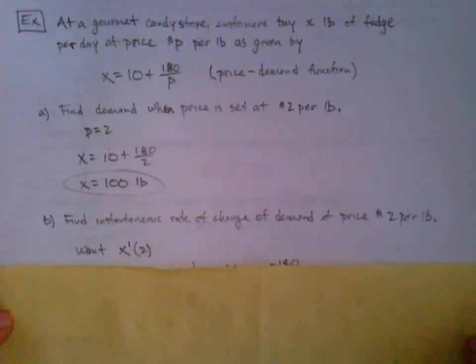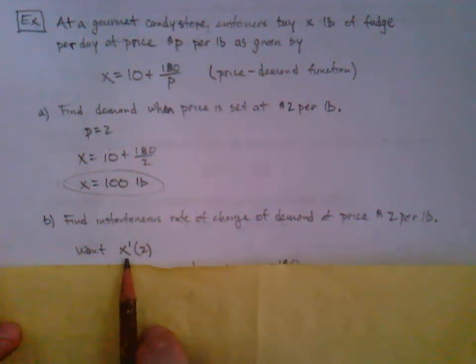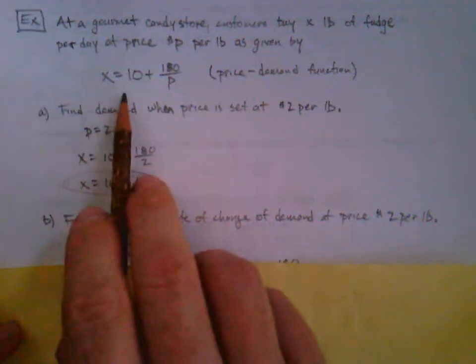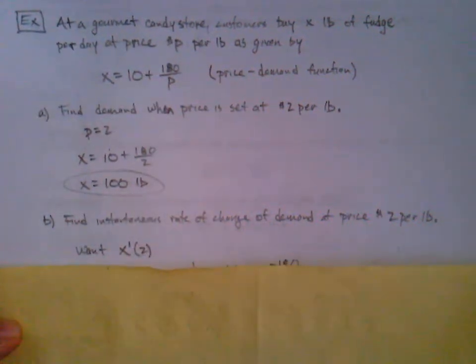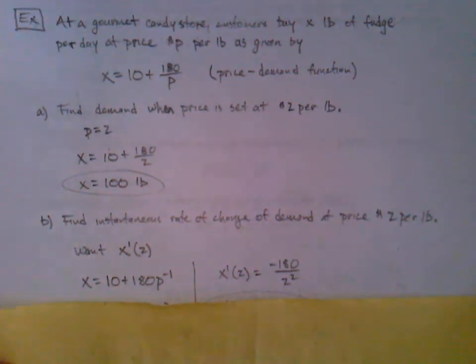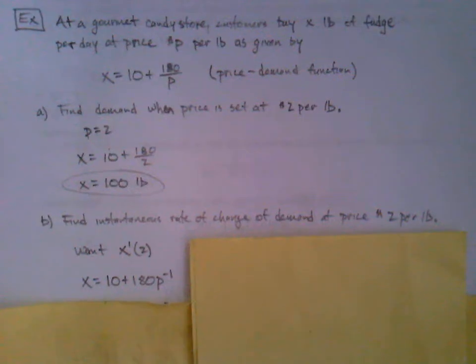So, of course, instantaneous rate of change is derivative, and it's at $2. So we want to know x prime of 2. We need to find the derivative, and then we need to plug in 2. How are we going to do that? Ignore this for a moment. Okay, here's what we've got to do.